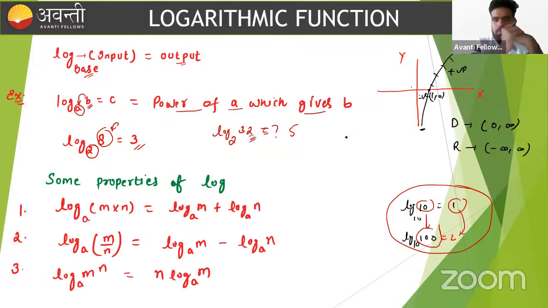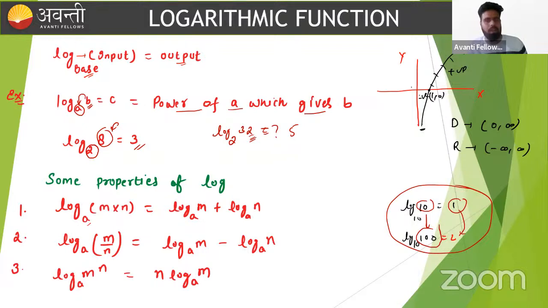Okay, suppose there are some fundamental properties of the logarithmic function, how it can operate. Suppose two inputs are given, m into n on any base a. Then how does the logarithmic function operate on the multiplication? It can be written as log m base a plus log n base a, and that is the basic property of the logarithmic function.